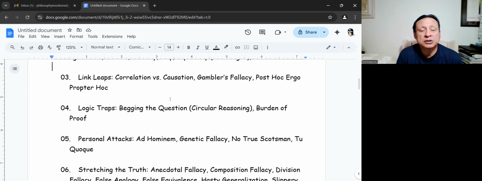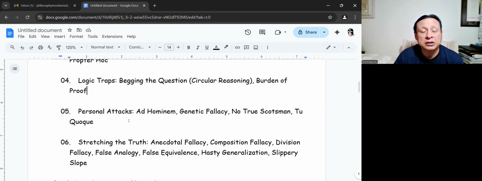Link leaps. Correlation versus causation. This is a famous example. Just because B happens every time A happens doesn't mean that A causes B. Right? This is the causation versus correlation. Example: gambler's fallacy. Post hoc ergo propter hoc, which is like after the fact you come up with something to explain it, but it's only after the fact. You didn't have any explanatory power before, but it's kind of like you're just making it up as you go along.